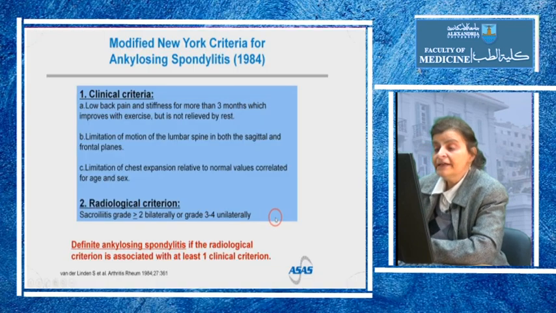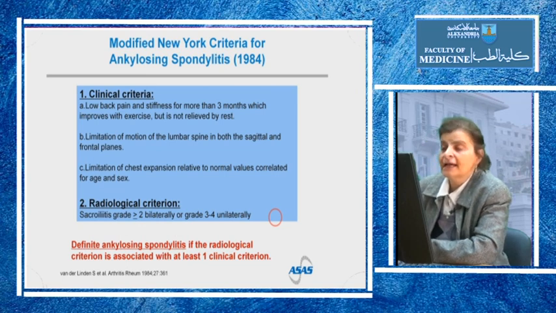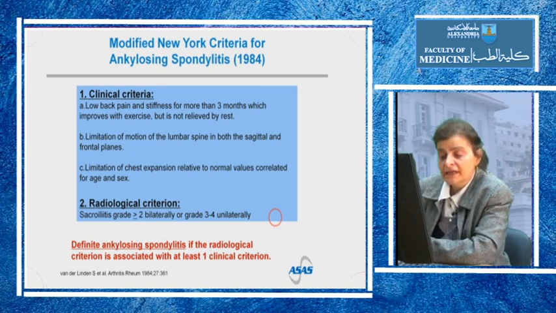We've had many criteria over the years to help us diagnose spondyloarthritis. One important set of criteria include the modified New York criteria that were put in 1984. Here they gave us clinical criteria and radiological criteria to help us classify our patients, not necessarily diagnose our patients. The diagnosis is more of a clinical diagnosis.